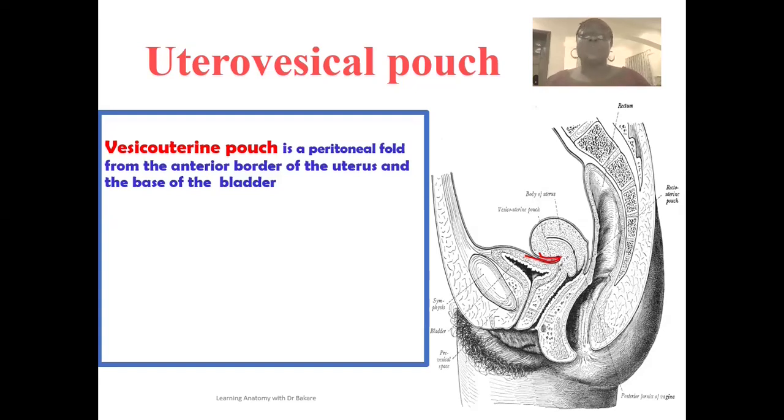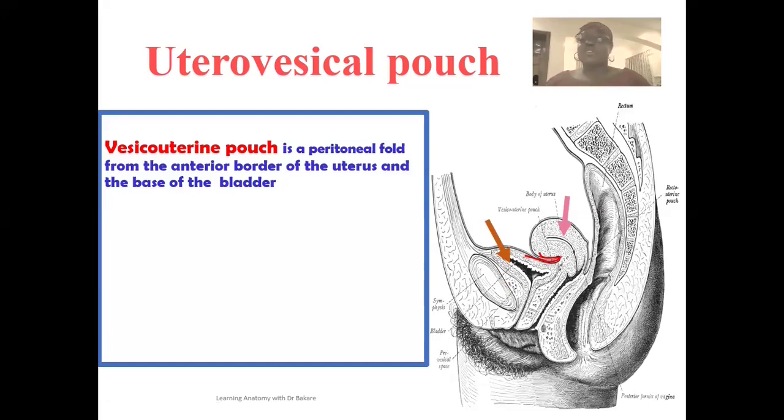And it is a double layer of peritoneum that extends from the anterior border of the uterus to the base of the urinary bladder. If you go back to this image, this is where we have the uterus here. And you know that the uterus has anterior and posterior borders. In the anterior border here is where we have the extension of this pouch, and you see it extending to the base of the urinary bladder. This is where we have the urinary bladder here, arrowed at this point. So this is where this pouch is specifically located.